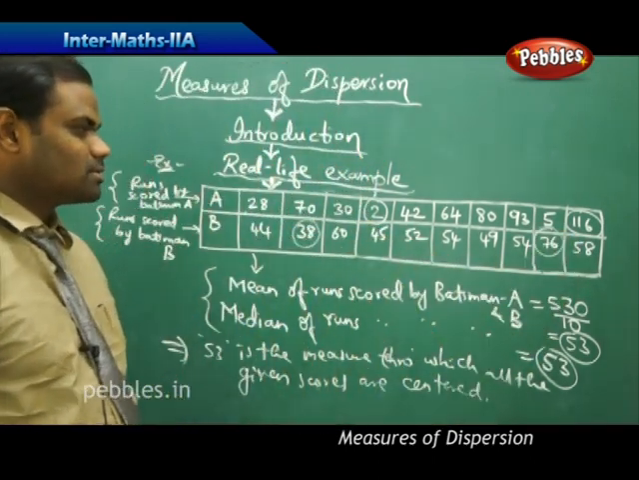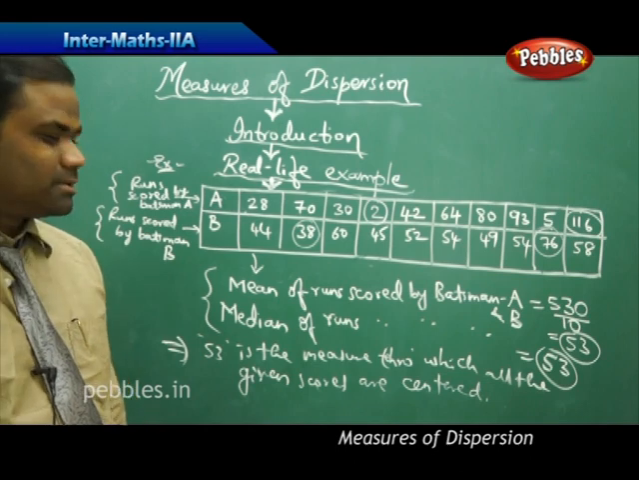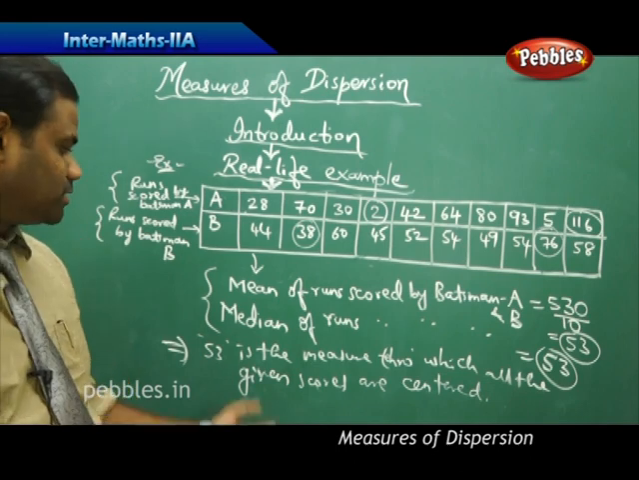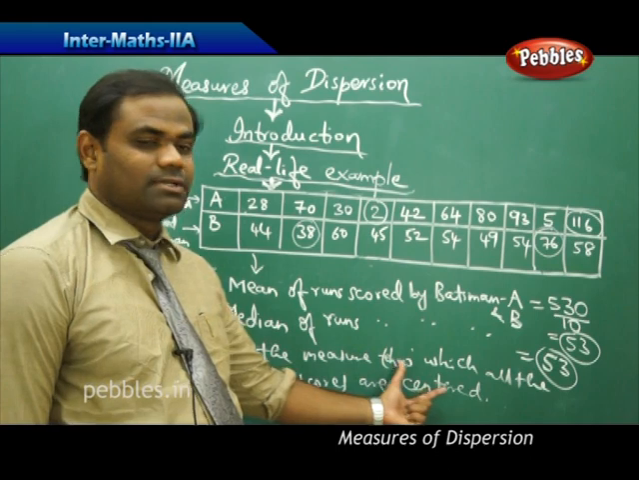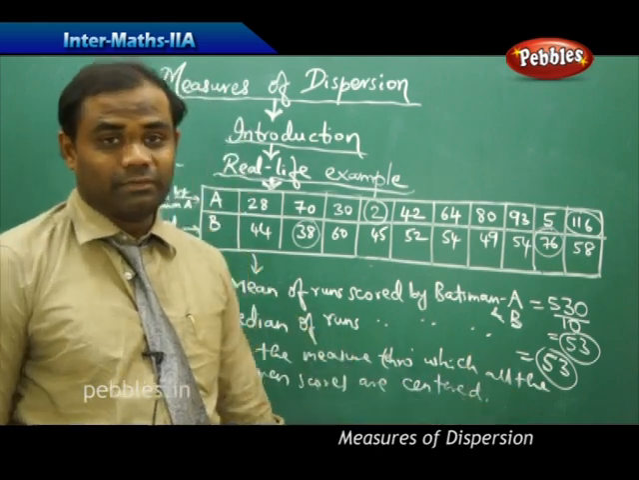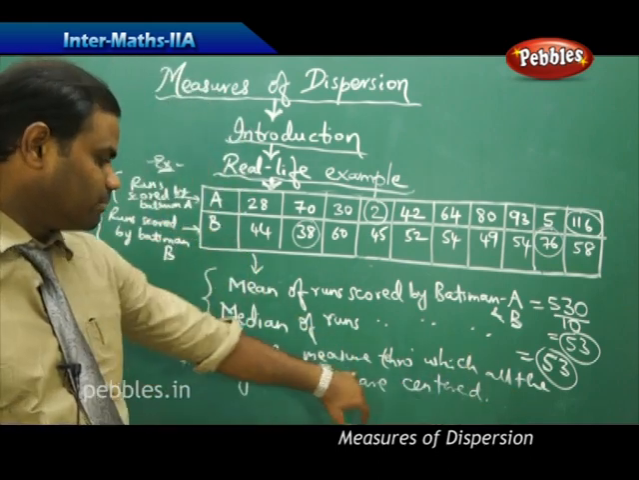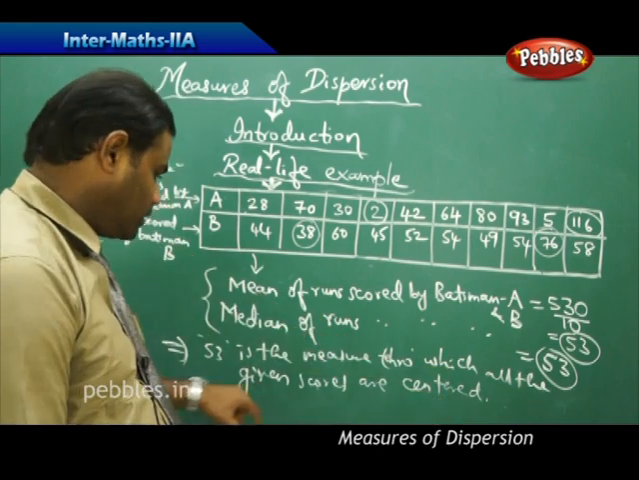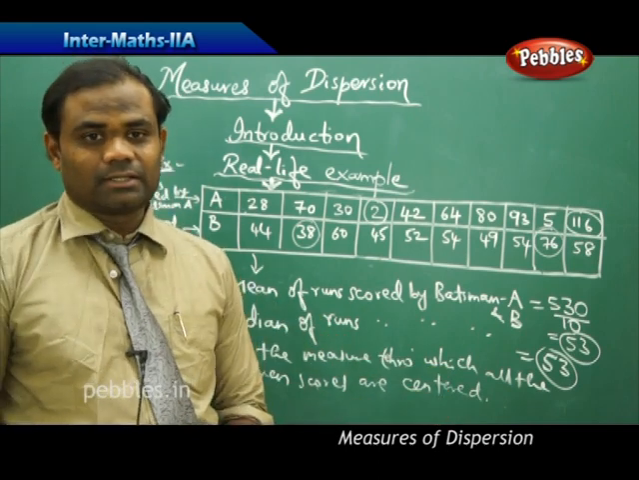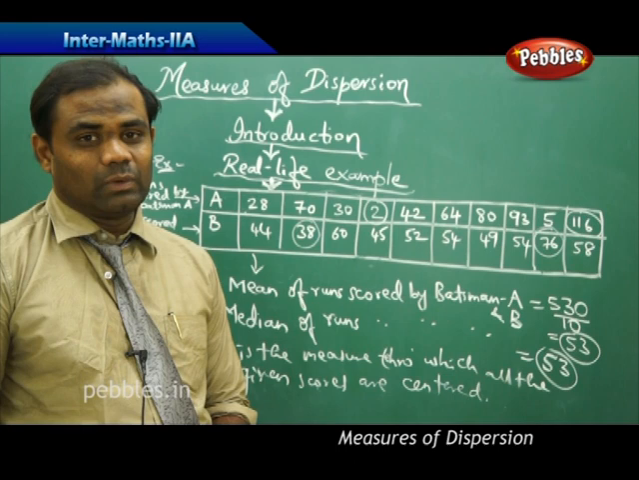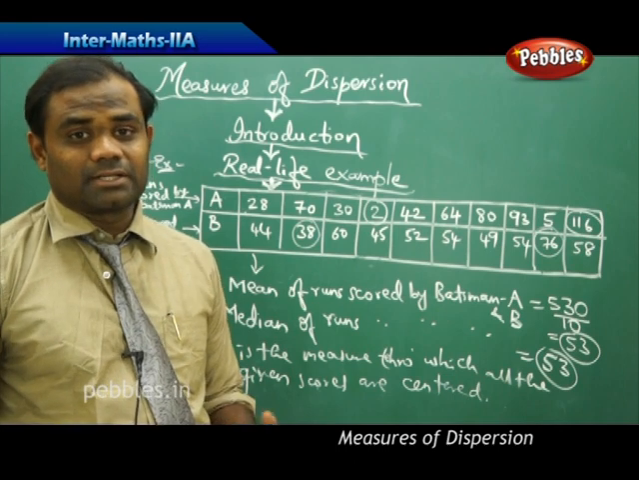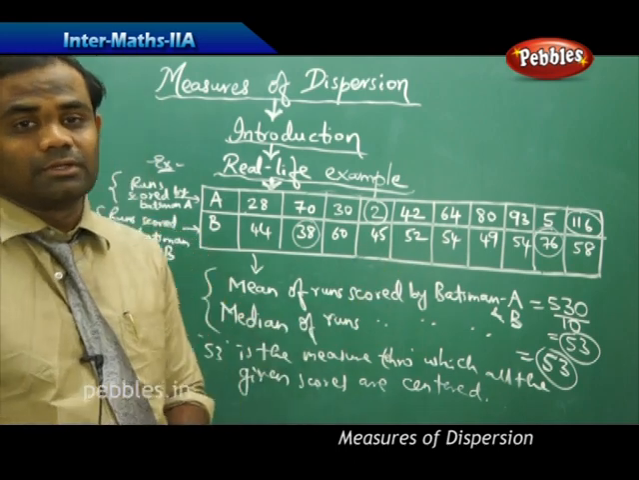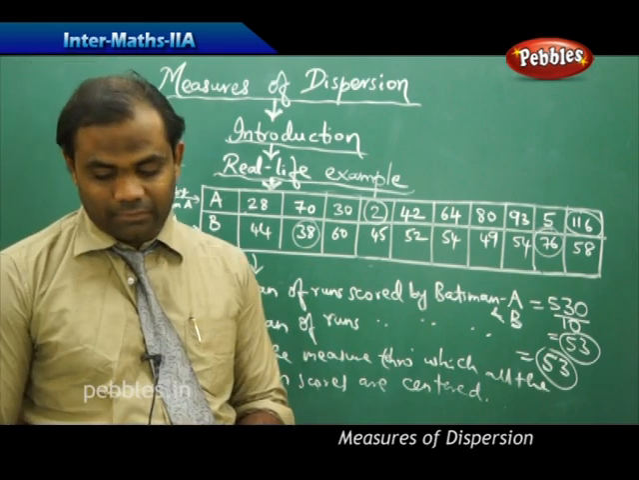So these values may not give a complete picture on the central tendency or the middle value which we have obtained. So 53 being the measure through which all the given scores are centered may not be a valid measure, but it needs something more information for this kind of statistical survey.